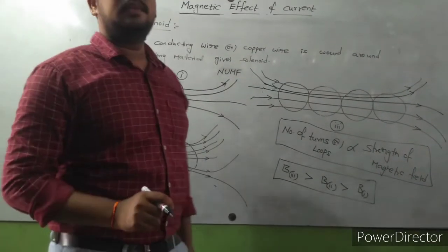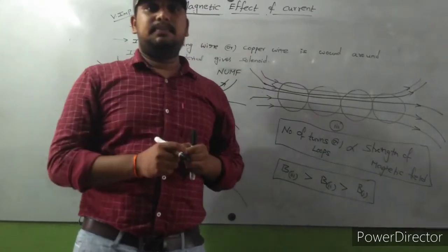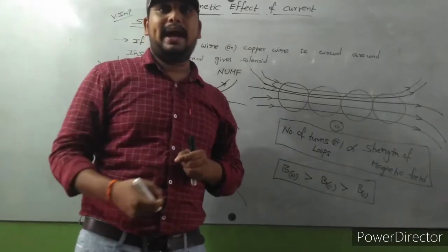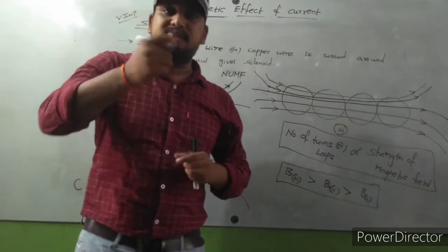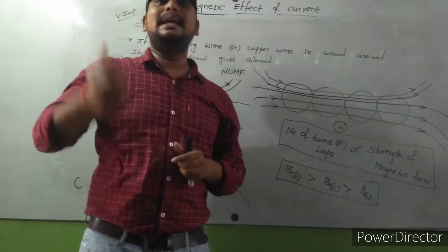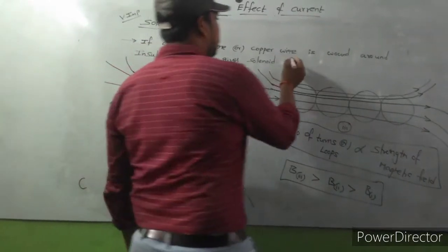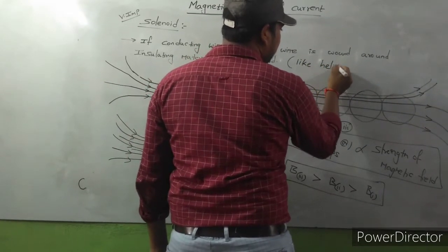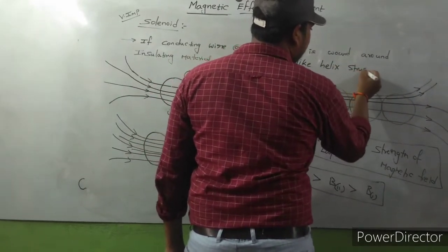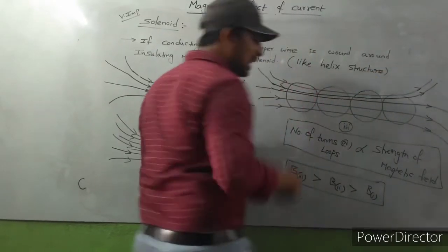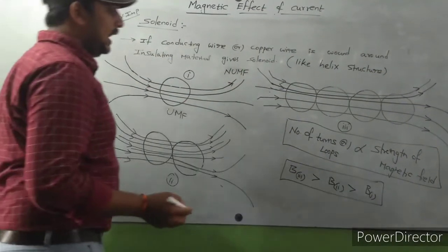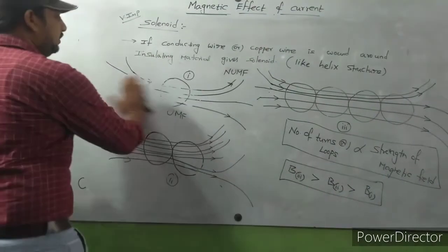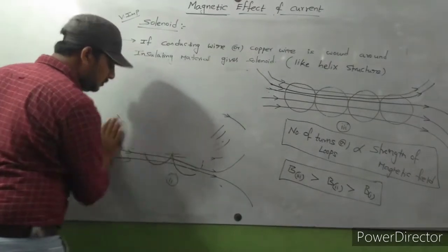A solenoid is nothing but a conducting wire wrapped or wound around insulating material in several number of turns, like a helical structure. Like a helix structure, a helical structure. For example, in that diagram, if you wind it this way, it will be like a helical structure.